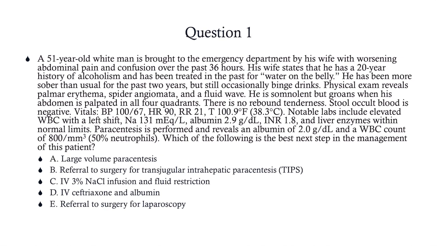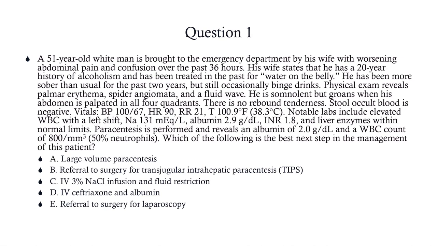Physical exam reveals palmar erythema, spider angiomata, and a fluid wave. He's somnolent, but groans when his abdomen is palpated in all 4 quadrants. There is no rebound tenderness. Stool occult blood is negative. Vitals, blood pressure 100/67, heart rate 90, respirations 21, temperature 100.9. Notable labs include an elevated white count with a left shift, sodium of 131 milliequivalents, albumin of 2.9, INR of 1.8, and liver enzymes within normal limits.